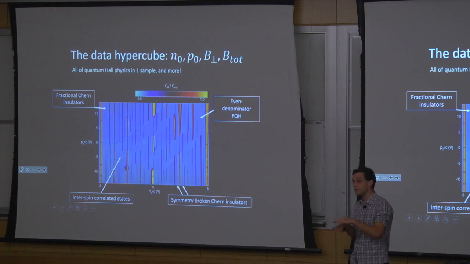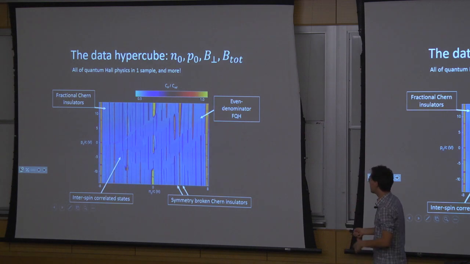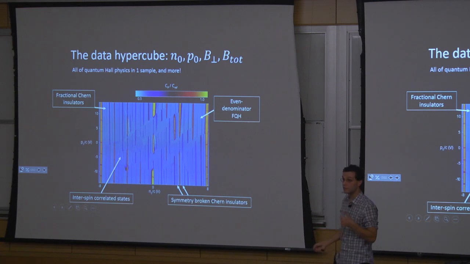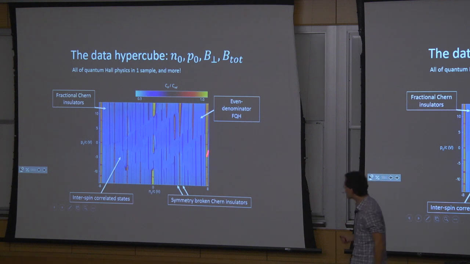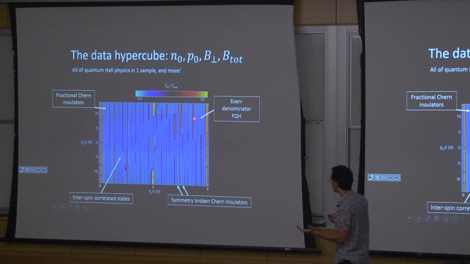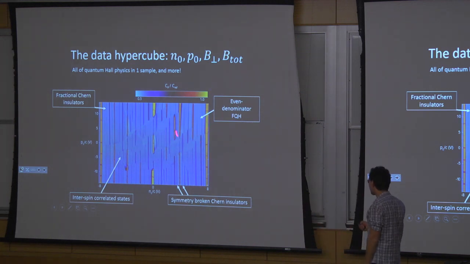You can change the in-plane field, which modulates the spin. You can change the density. You can change the electric field across it. The data hypercube of these samples is unbelievably complicated, right? And in this one plot, which was taken in, I don't know, an hour or something, you basically have fractional quantum Hall effects everywhere, including even denominator fractional quantum Hall effects, which are thought to host non-abelian statistics, and more exotic 13/5 states that also should have non-abelian statistics.